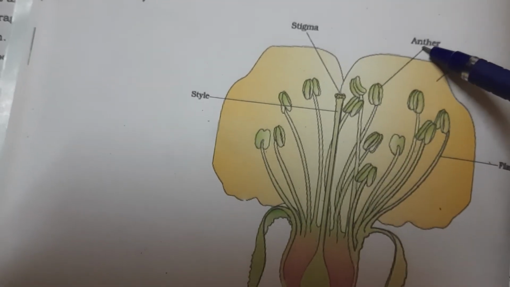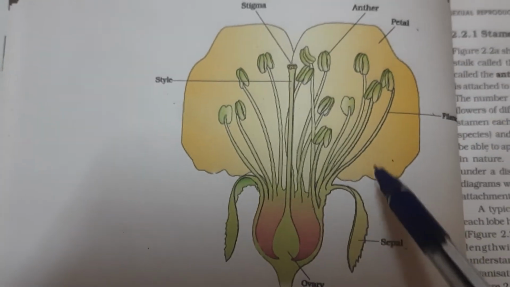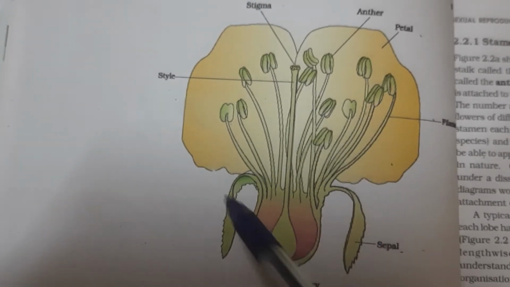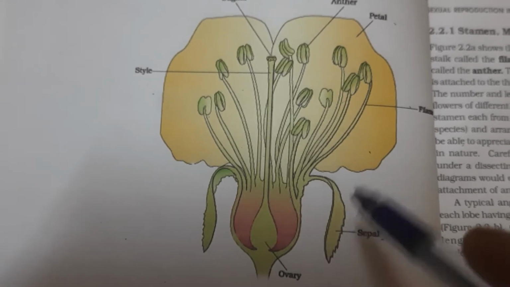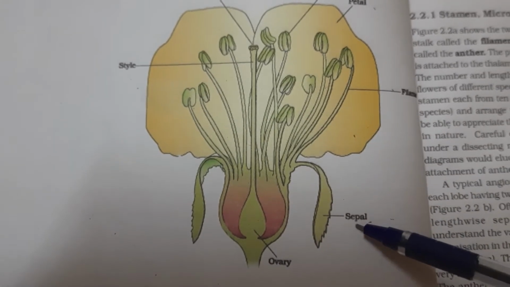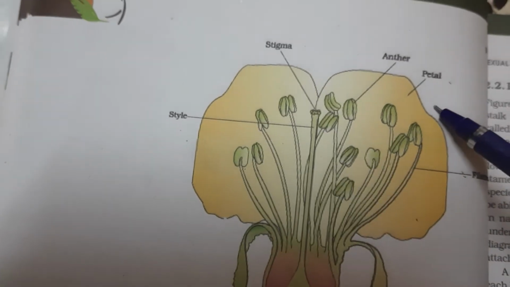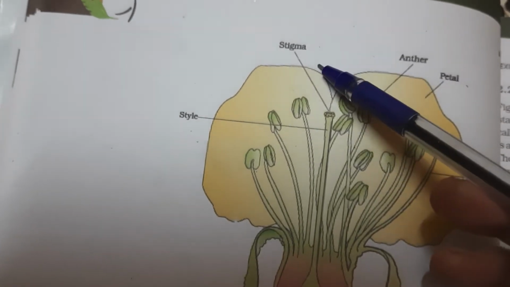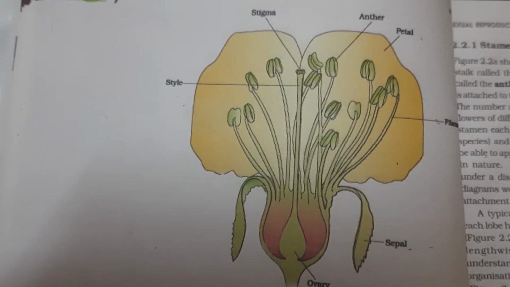And this one is anther, and this is stigma, and this one is the style. These are the different parts of the longitudinal section of the flower. Listen here, this is sepal. Here this is filament. Here this one is petal, this is anther, this is stigma, and this one is the style. These are the different parts of the longitudinal section of the flower.